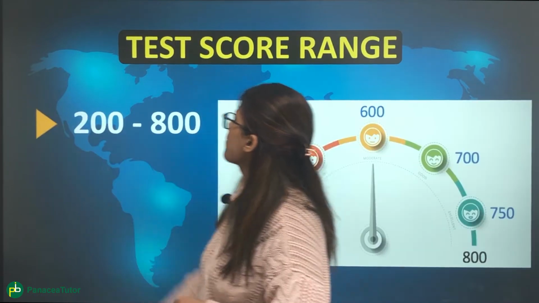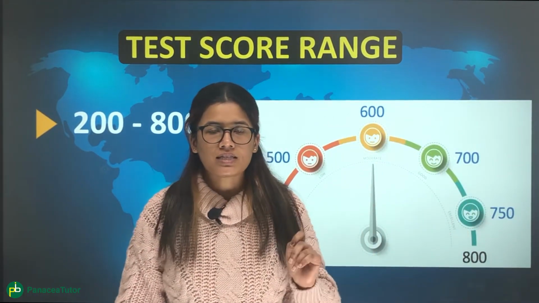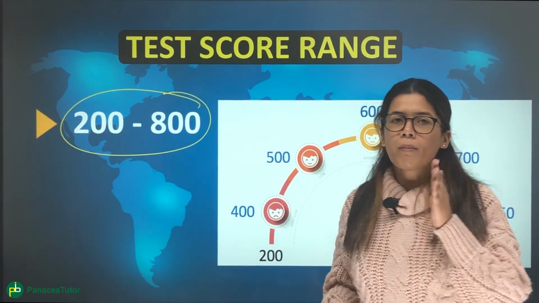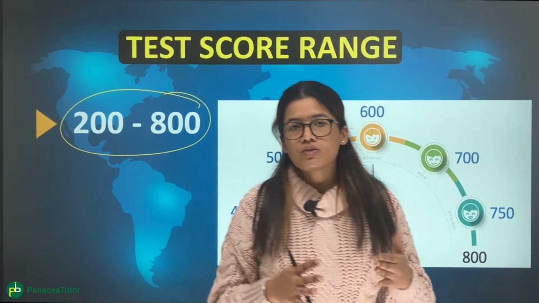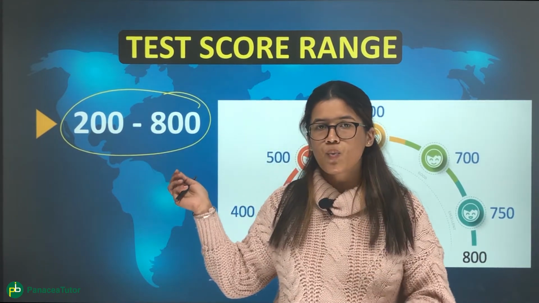See, what we have next is test score range. The score range for this test is between 200 to 800. So the minimum score is 200 and the maximum is 800. We are going to see how much score is required in some of the famous universities.